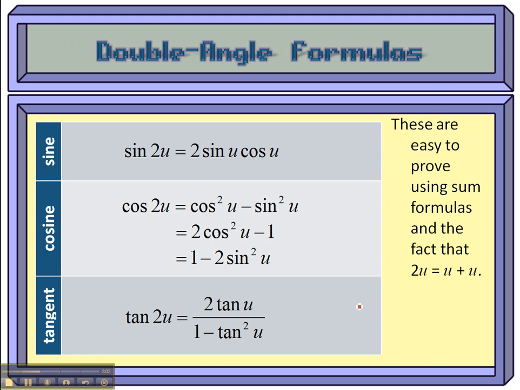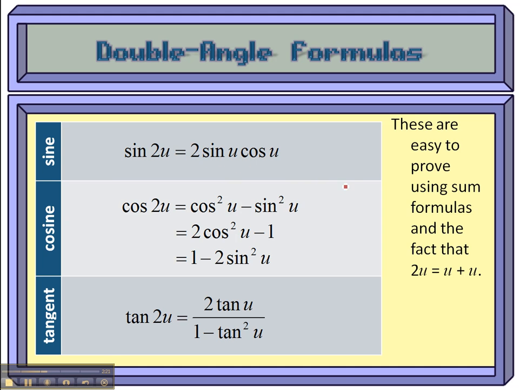So let's look at our first set of formulas. These are double angle formulas, double angle because you can see here I have sine 2u, cosine 2u, and tan 2u. For sine, it's simply sine 2u is equal to 2 sine u cosine u.